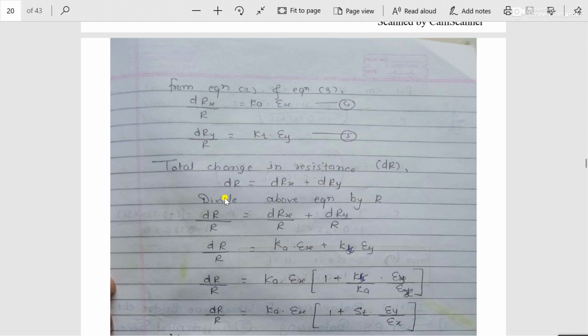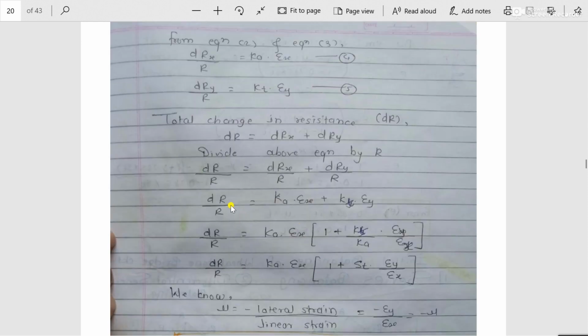But as I have to write the equation in the form of gauge factor, I have to divide this equation by capital R. If I divide the above equation by capital R, delta R upon R is equal to delta Rx upon R plus delta Ry upon R, and this delta R upon R I keep as it is.